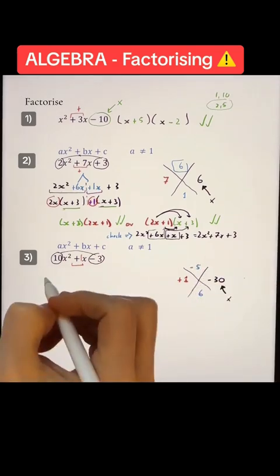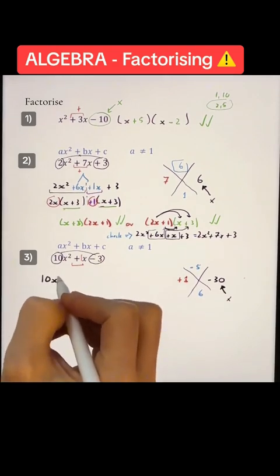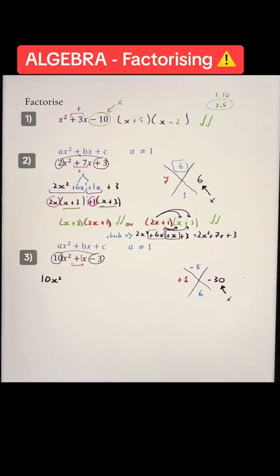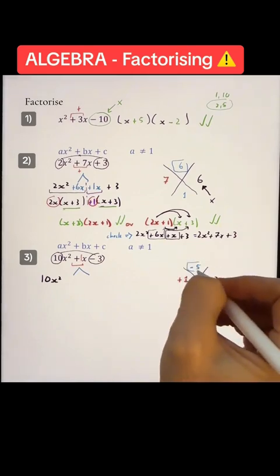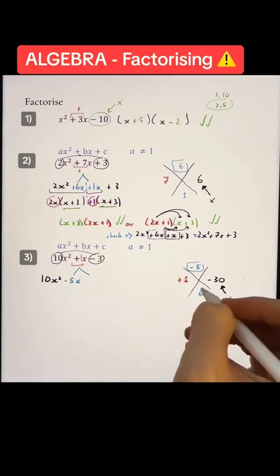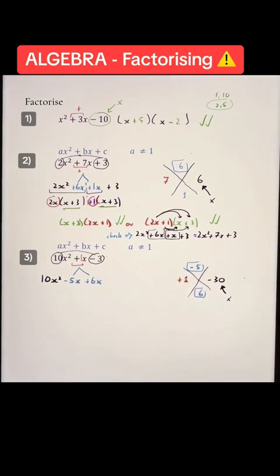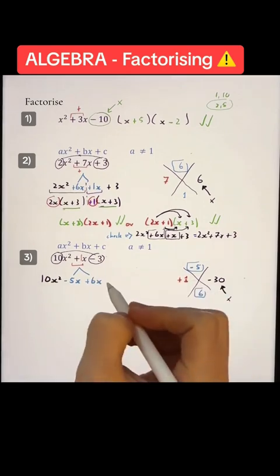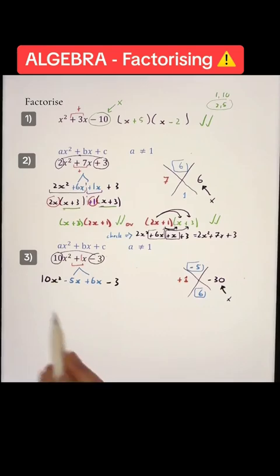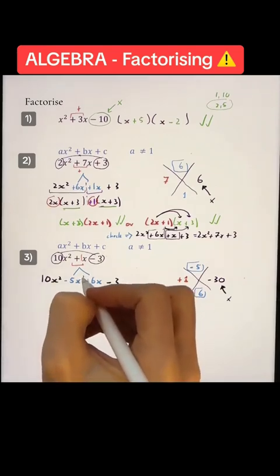Returning to my original quadratic, I always leave the x squared term alone, so I write down 10x squared. I'm now going to rewrite the middle term, the single letter of x, in terms of these two numbers. So instead of writing plus 1x, I'm going to write negative 5x plus 6x, because negative 5x plus 6x is still positive 1x. And I keep the number term, in this case negative 3, on the end. I now always split the quadratic after the second term.